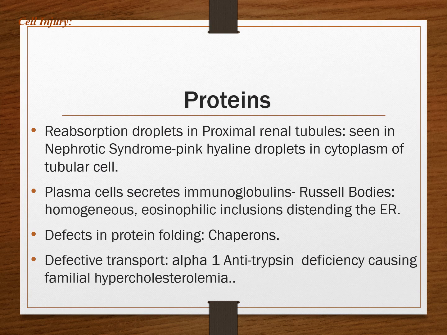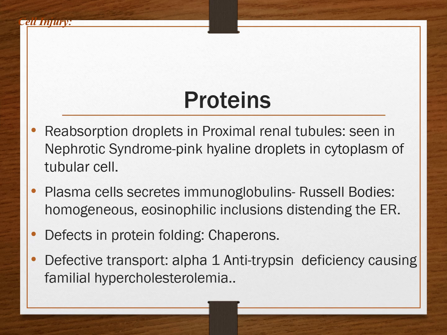Now coming to protein accumulation. Reabsorption droplets in proximal renal tubules are seen in nephrotic syndrome. They are pink hyaline droplets in the cytoplasm of a tubular cell. Plasma cells will secrete immunoglobulins and are called Russell's bodies. These Russell bodies are homogeneous eosinophilic inclusions that are distending the endoplasmic reticulum.